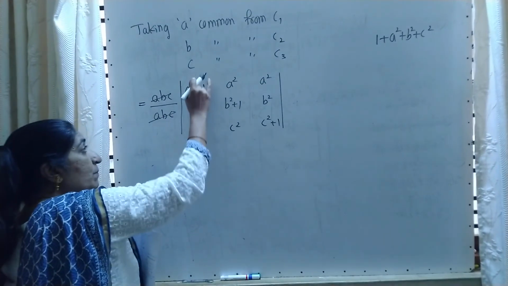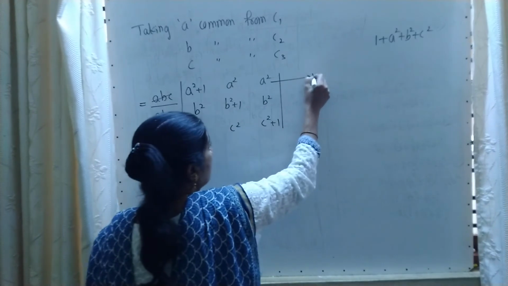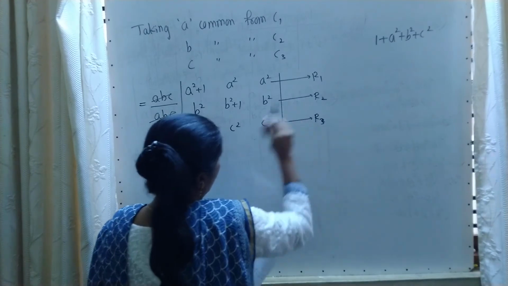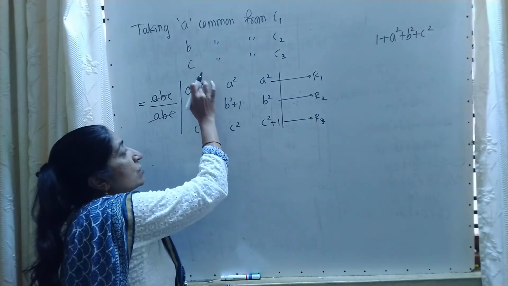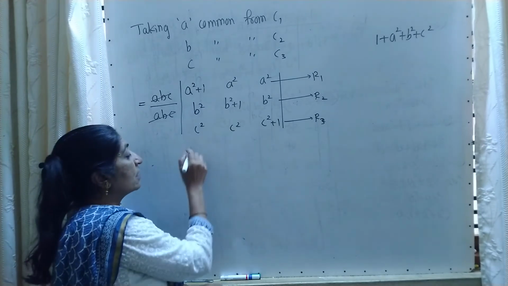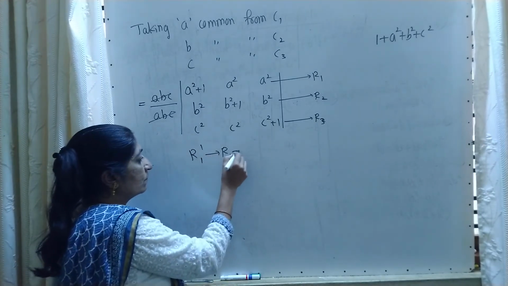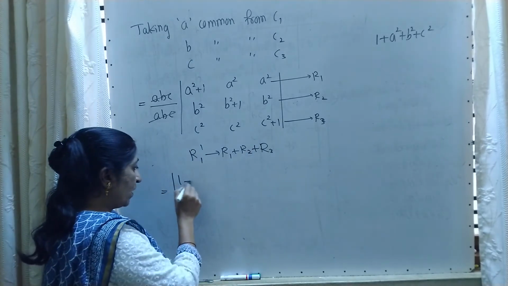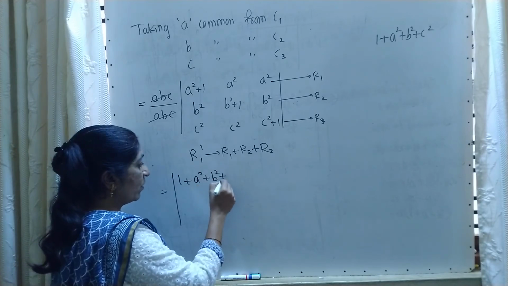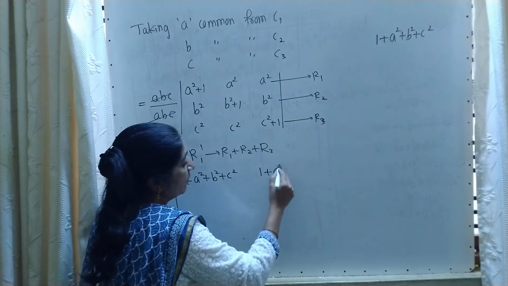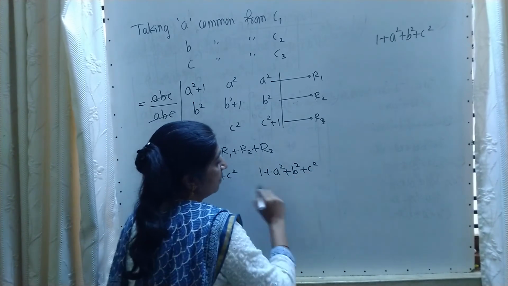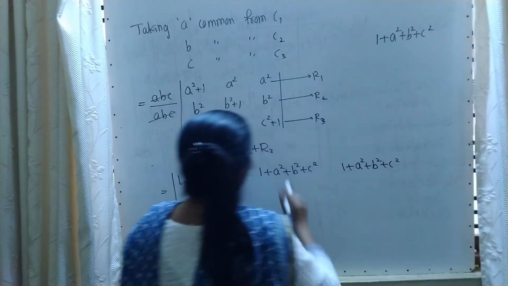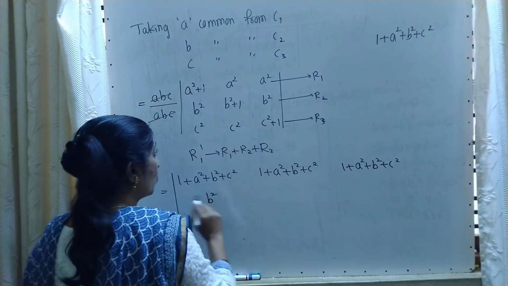If you add this plus this plus this, that is R1. This is R1. This is R2. Remember, no need to mark this, just for your reference I wrote. Now R1 dash is R1 plus R2 plus R3. What is the first element then? 1 plus A square plus B square plus C square. This is also 1 plus A square plus B square plus C square. The next is also 1 plus A square plus B square plus C square. This plus this plus this. The remaining 2 rows as they are.